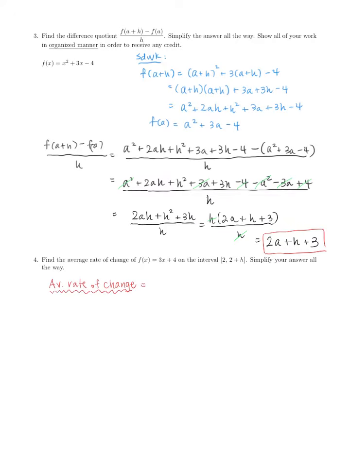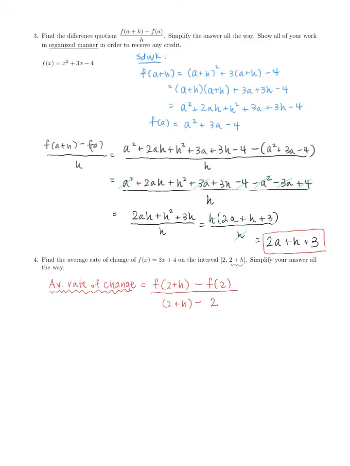So this is going to be f evaluated at the end point of your interval. So it's going to be f of 2 plus h, and then minus f of the starting point, which is 2, whole thing dividing by the end point minus the beginning point. That's the formula. Okay, so now let's compute, I think we can do this in one shot.